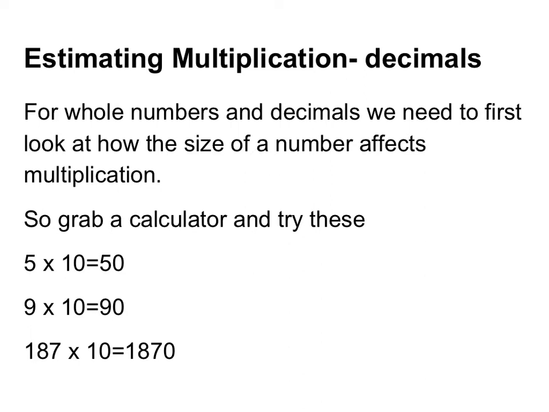Now, if I asked you to come up with a rule for what happens when you multiply by 10, a lot of you are thinking in your head, oh, you just add a zero. Well, you're not adding a zero. Plus zero doesn't change the number, but I know what you're thinking. You're thinking, oh, I just put a zero at the end of the number.